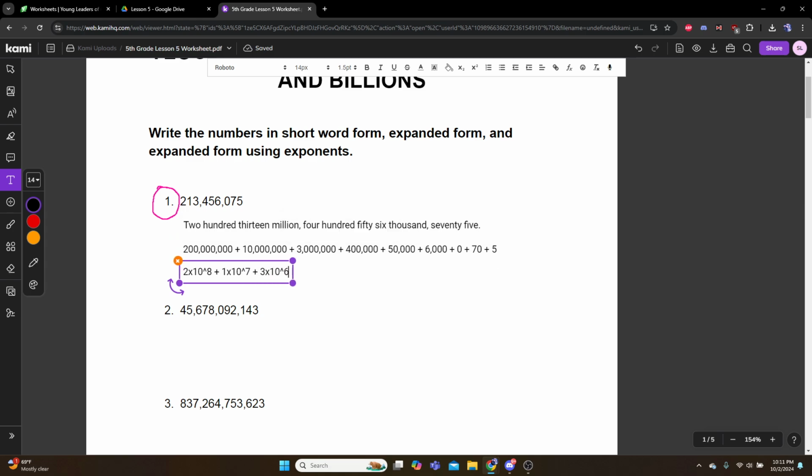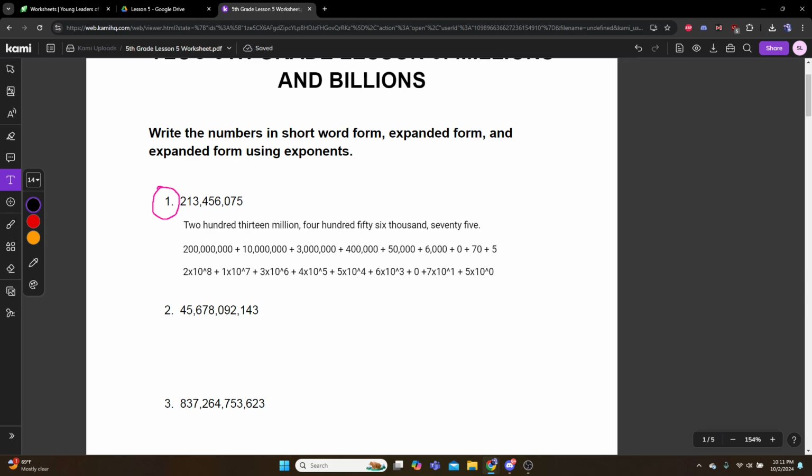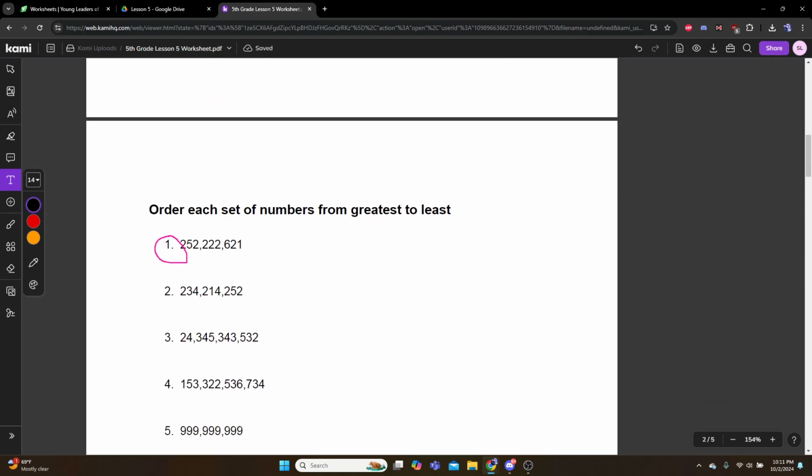So 3 times 10 to the 6th plus 4 times 10 to the 5th plus 5 times 10 to the 4th plus 6 times 10 to the 3rd plus, and then that's just 0, and then plus 7 times 10 to the 1 plus 5 times 10 to the 0, which is just 1.